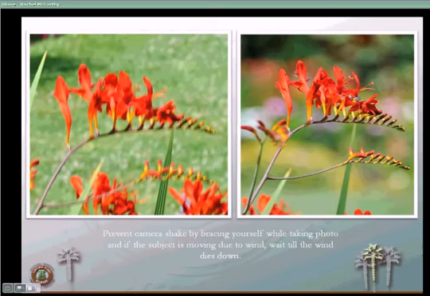Also, if you're photographing on a windy day, the best thing to do is just try to wait for the wind to die down, or have someone else hold the stalk of the flower or the specimen while you're taking the picture to reduce any wind.